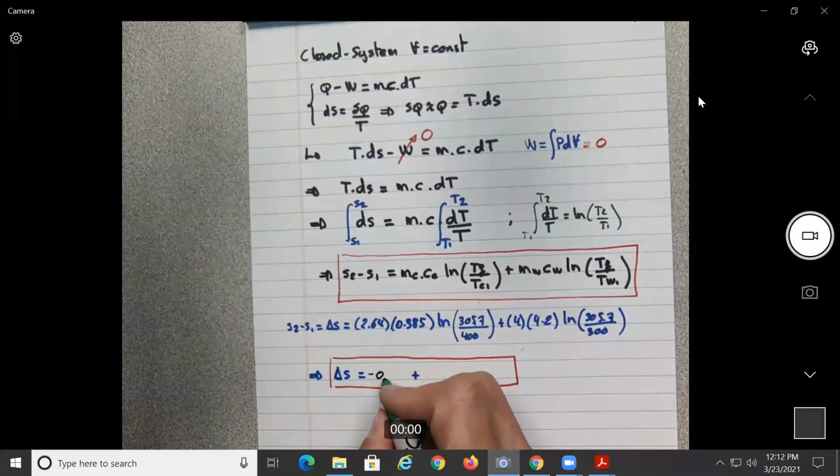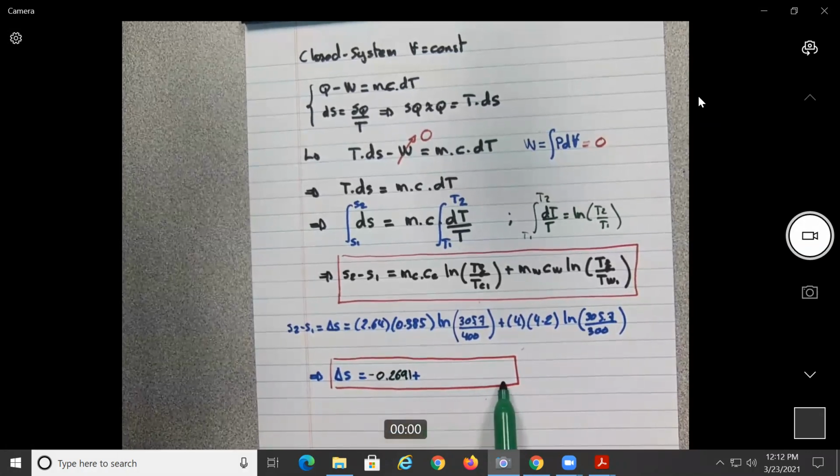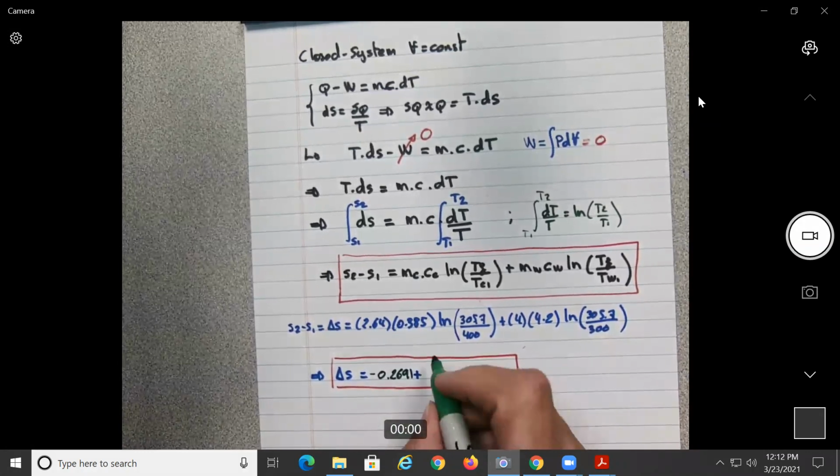0.2691. Negative 0.2691. Okay. And now, if we did things correct, what should you get over here? Should it be bigger or smaller than that value? Should be positive and a little bit bigger, no? Because we know that by the principle of increasing entropy of the universe, this should always be positive. So hopefully it will be 0. Whatever.